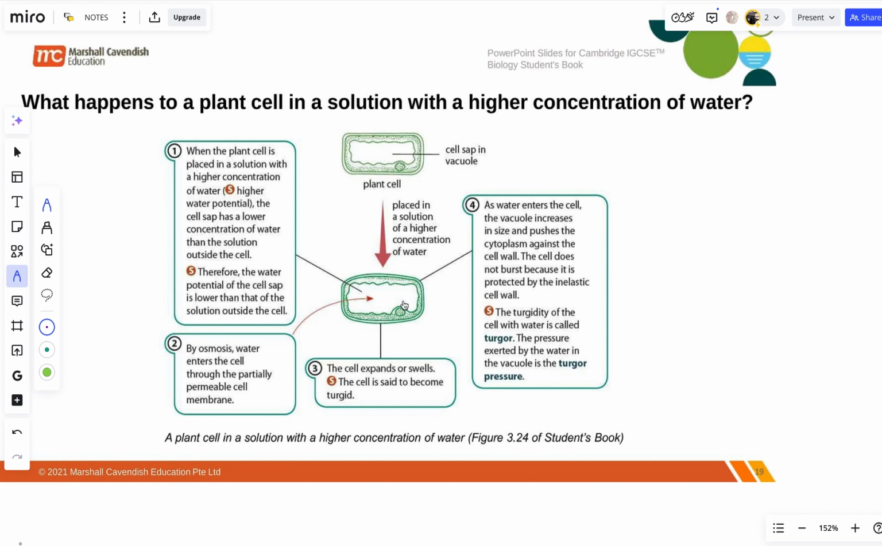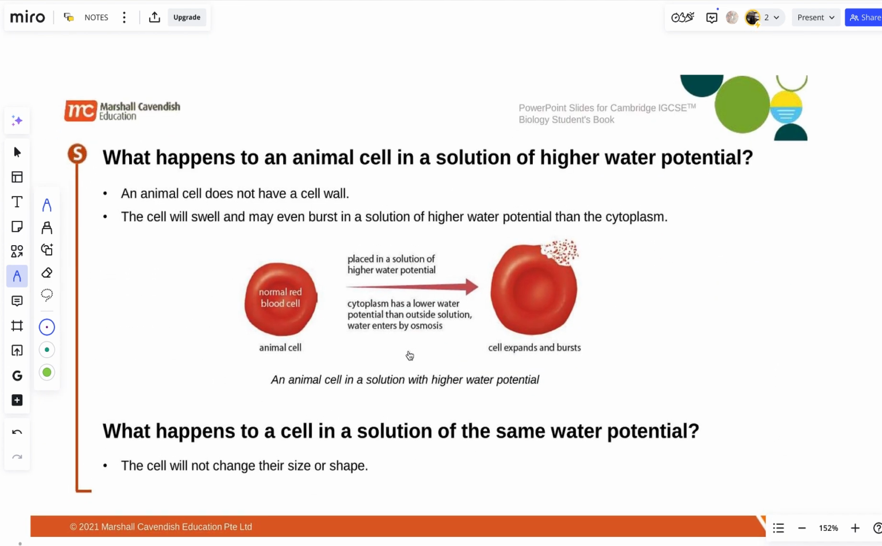So when that happens, the substance becomes swollen, the cell becomes swollen, and it becomes turgid. Now the turgidity of the cell with water is called the turgor. Turgidity of water is called turgor, meaning more water has entered the cell, and the cell is swollen, and the cell may become an issue. The pressure exerted by the water in the vacuole is the turgor pressure, which will cause a lot of damage to the cell. Now let's move on quickly.